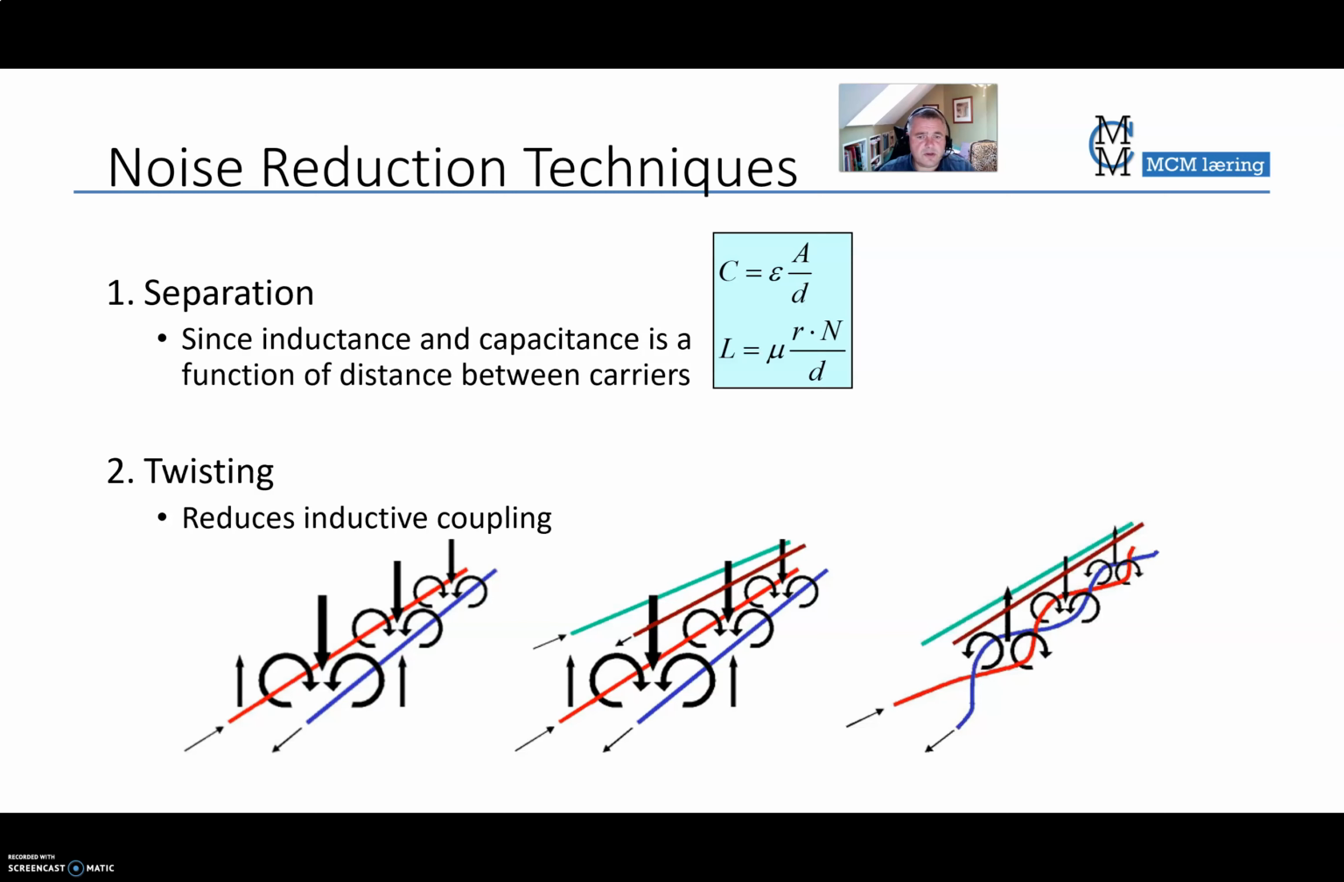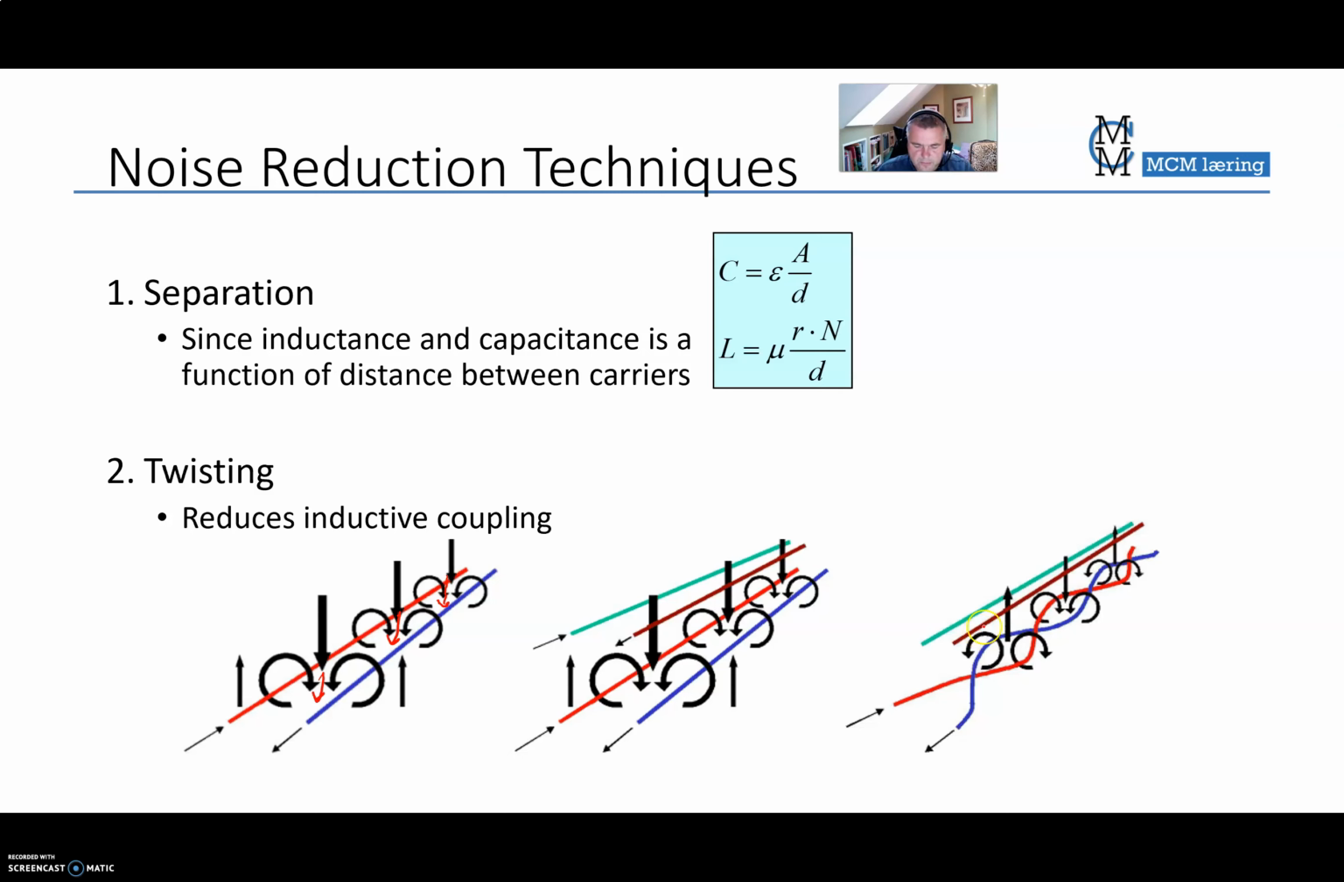Number 2 is twisting, and we looked at it already. This drawing was of course much better than the one that I drew in film number 3. But you see here how the magnetic field is, if you have two parallel conductors, the magnetic fields work together to form a magnetic field that goes into the center of the two cables like that. But if you twist it, the effect from the magnetic field will zero out over a distance.